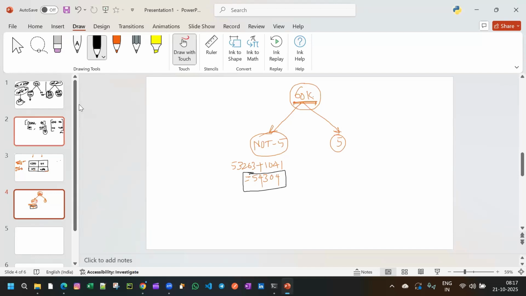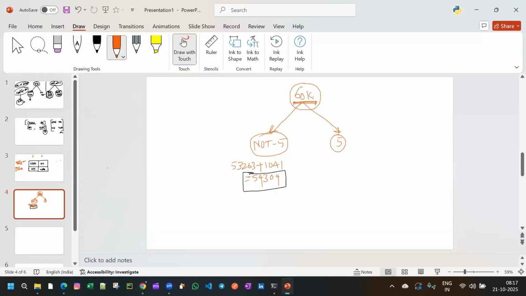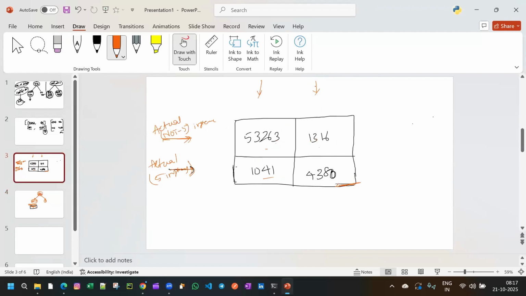And how many images is my model predicting as a 5? Let us see that. This is my second, this is the one. This is my predicted 5 instances. This is my predicted not 5 instances, meaning images.